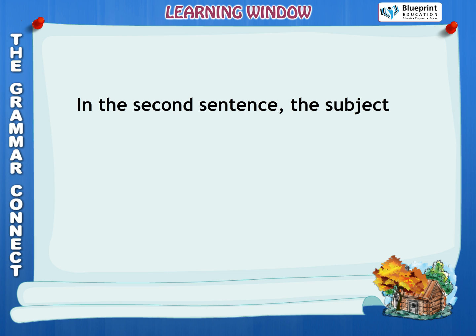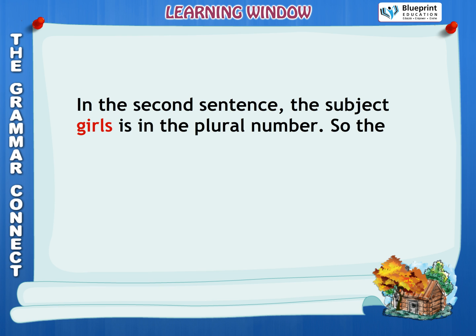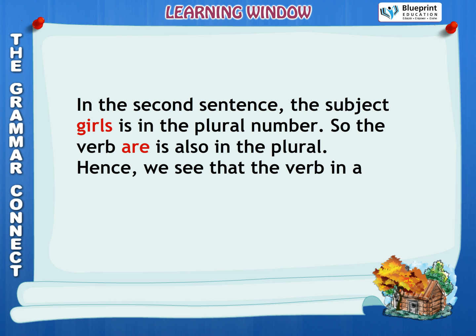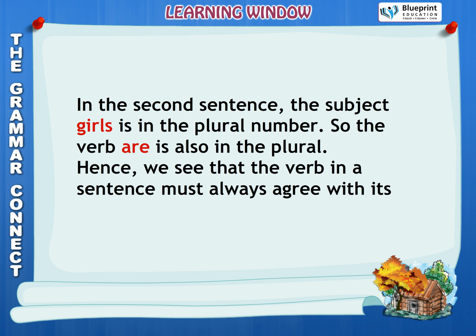In the second sentence, the subject girls is in the plural number. So the verb are is also in the plural. Hence, we see that the verb in a sentence must always agree with its subject in number.